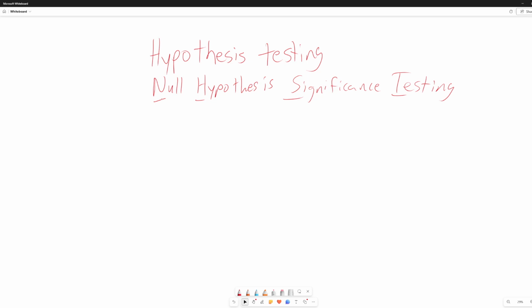And this is what a lot of science and psychology is based around. And I'm a psychologist, so I'm going to talk specifically about psychology. But this is when you hear phrases like P is less than 0.05. That's what this has to do with.